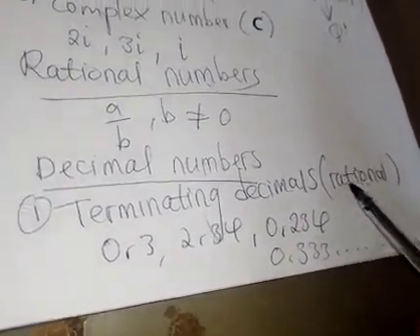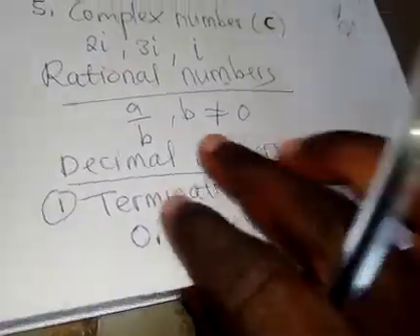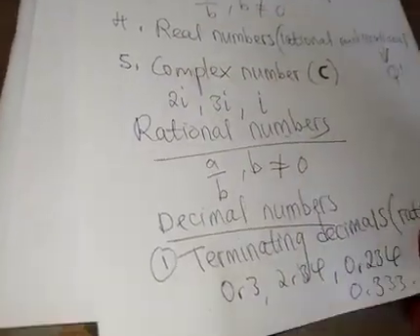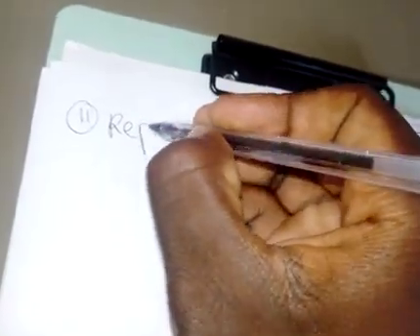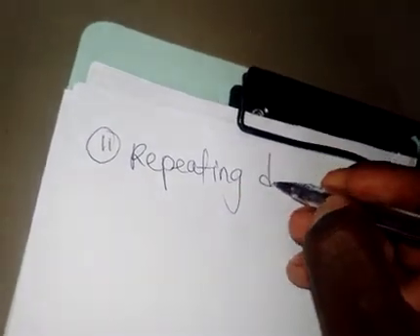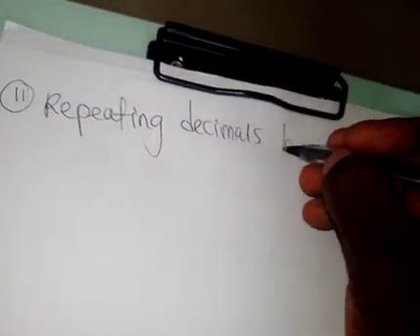Okay, let's talk about the other group of decimal numbers. The other group is repeating decimals, but not terminating.